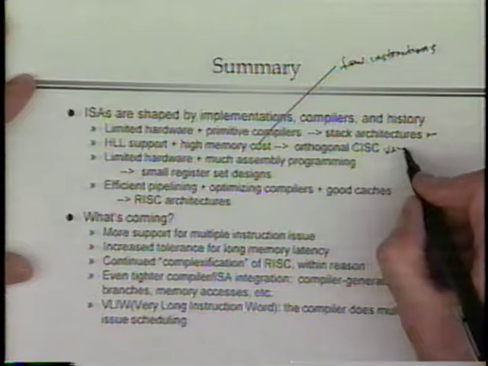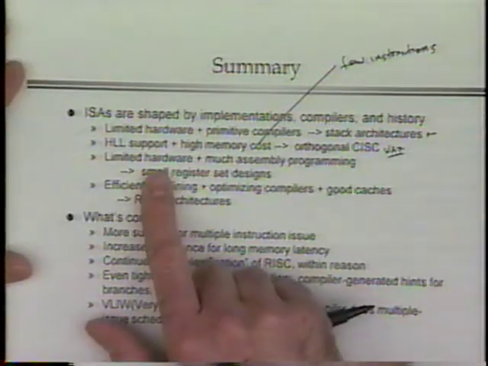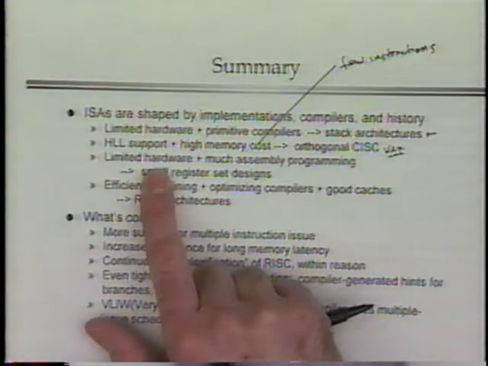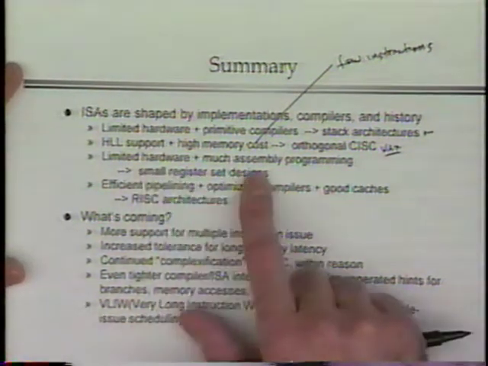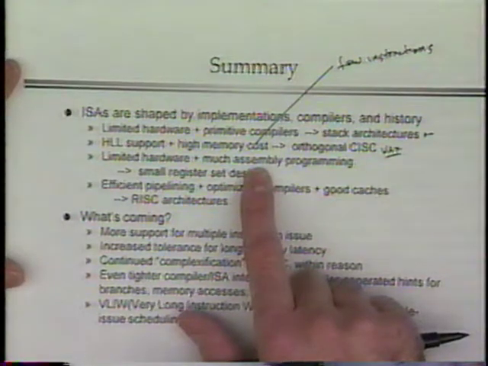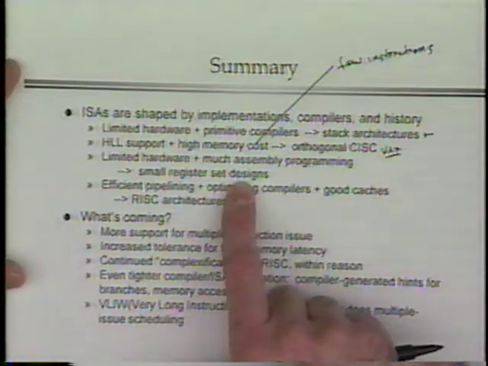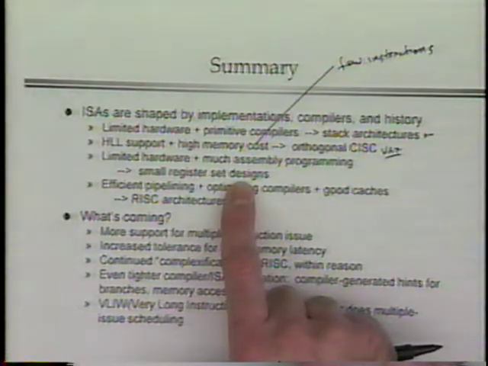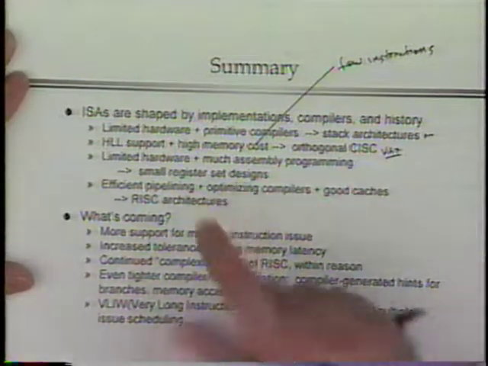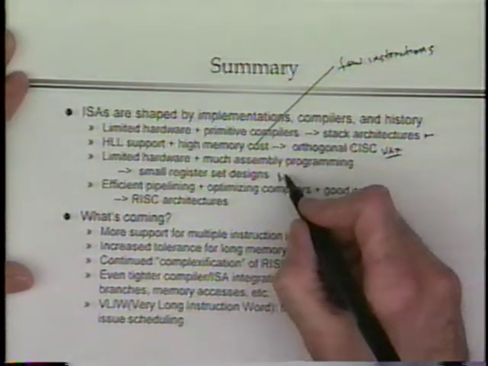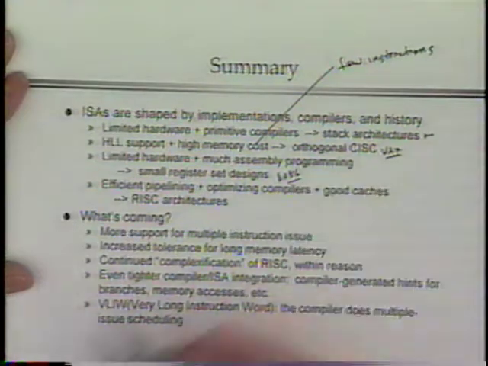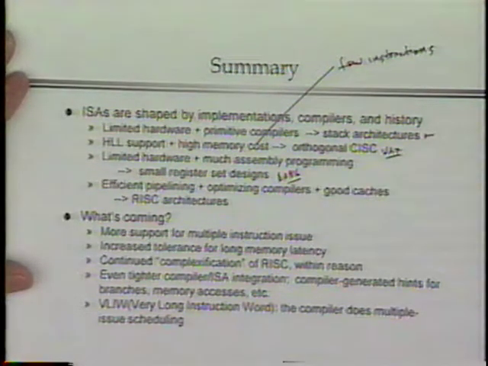So this leads to a VAX-like machine. If you have a limited amount of hardware, like the first microprocessors did, where they had to be able to fit everything on a single small IC, and you expect that a lot of the programming is going to be done not by compilers but by hackers writing assembly code, then you're led to a register set design that has a small number of registers. A small number of registers takes a small amount of space on the IC. They're easy for people to deal with, and this is how the original 8086 style of computer was developed.